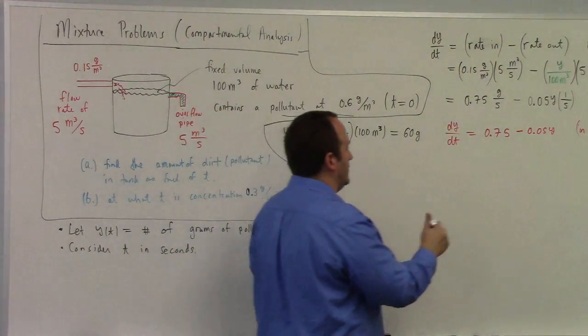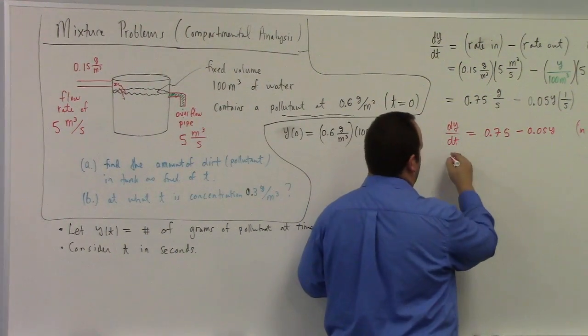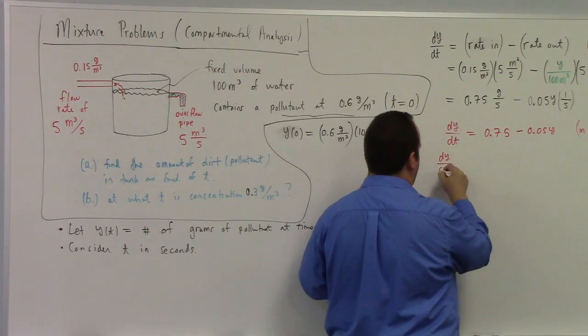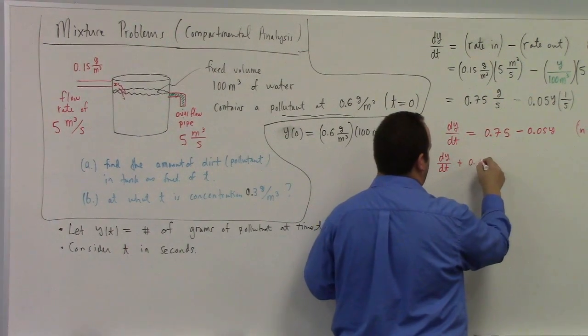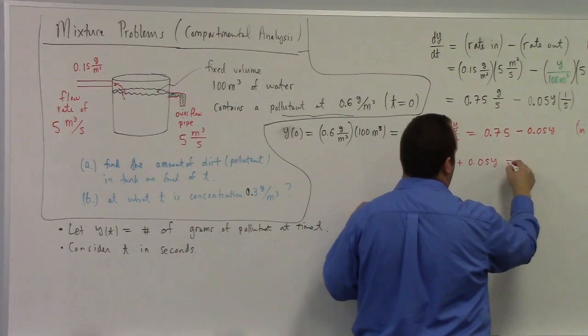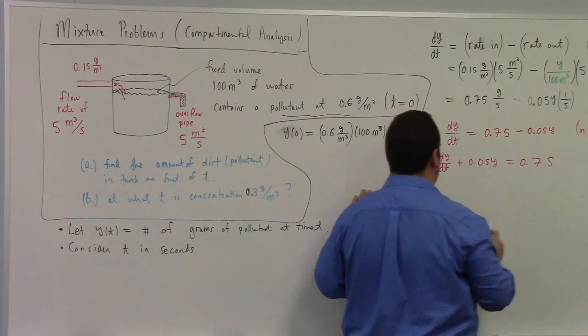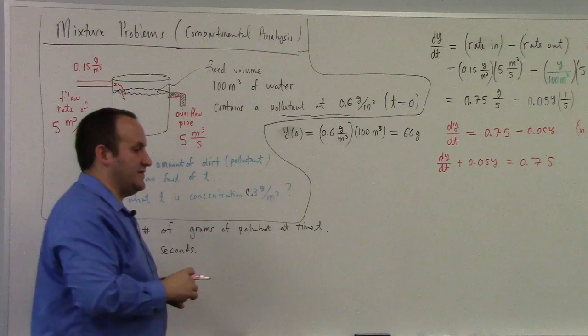Okay, so then do the math. We have dy/dt plus 0.05y equals 0.75. What kind of differential equation is this?